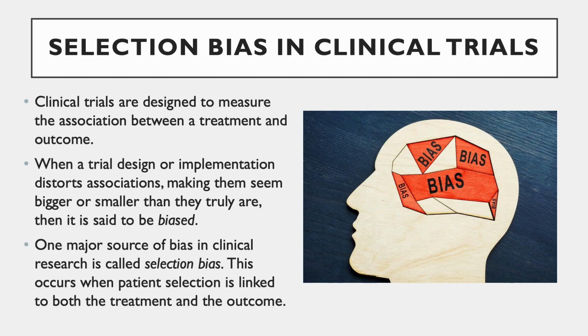Clinical trials are designed to measure an association between a treatment and an outcome. But when a trial design or the implementation of a trial causes distortion of those associations, making them seem bigger or smaller than they actually are, then we call that a bias. One major source of bias in clinical research is called selection bias. This is when the selection criteria of patients into the trial is somehow linked to both treatment and outcome.